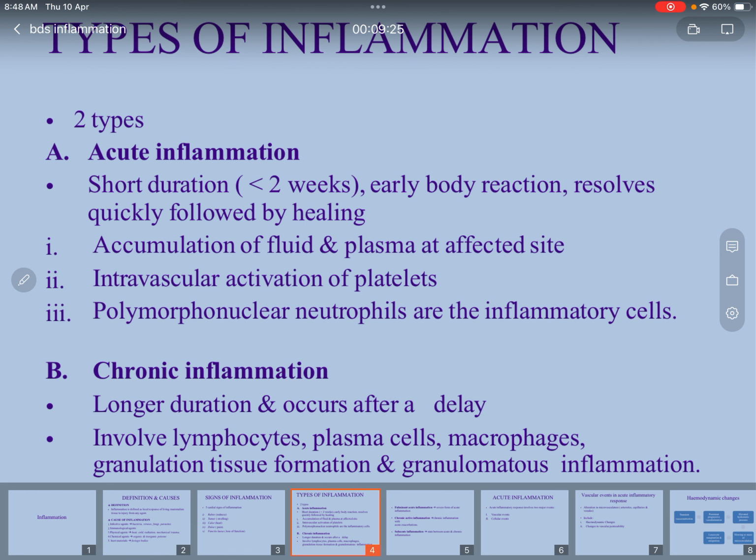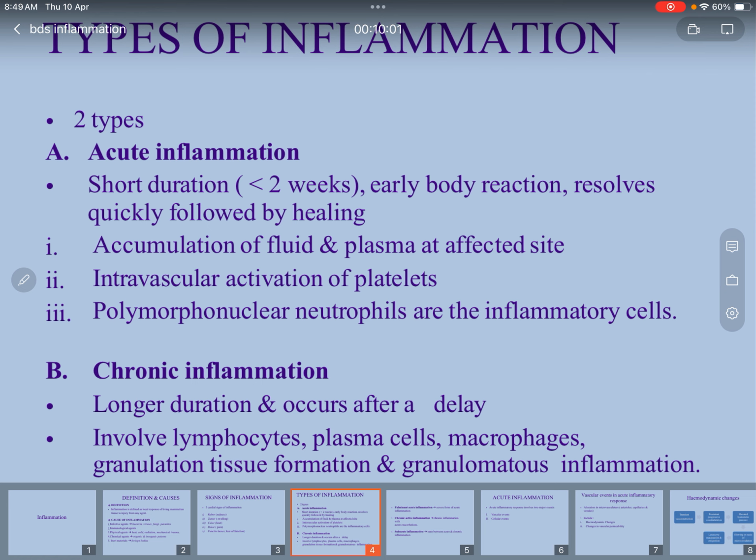And we have to know the types of inflammations. There are mainly two types of inflammation: acute inflammation and chronic inflammation. Acute inflammation is of short duration, that is less than 2 weeks. It is an early body reaction and it resolves quickly, followed by healing. There will be accumulation of fluid and plasma at the affected site. There will be intravascular activation of platelets. Polymorphonuclear neutrophils are the first inflammatory cells seen.